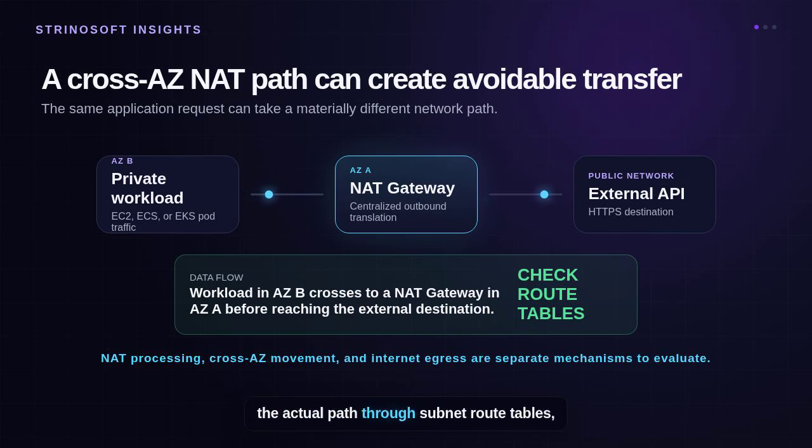Confirm the actual path through subnet route tables, workload placement, and NAT gateway location. If the destination is an AWS service, also check whether a supported VPC endpoint could remove the NAT path entirely.